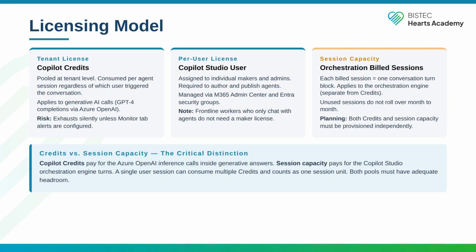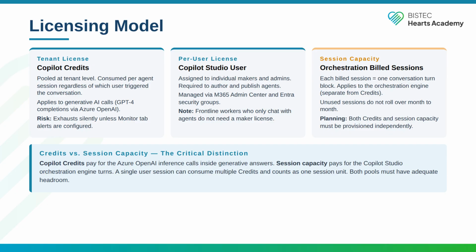The licensing model for Copilot Studio has 3 distinct components, and confusing them is the root cause of most capacity incidents. Copilot credits are pooled at the tenant level, consumed per agent session regardless of which user triggered the conversation. Credits apply specifically to generative AI calls, the GPT-4 completions via Azure OpenAI. The critical risk is that credits exhaust silently. There is no automatic service throttle or warning at the point of exhaustion in the default configuration. The service simply stops generating AI responses. This is why Monitor tab alerts configured at 80% are not optional.